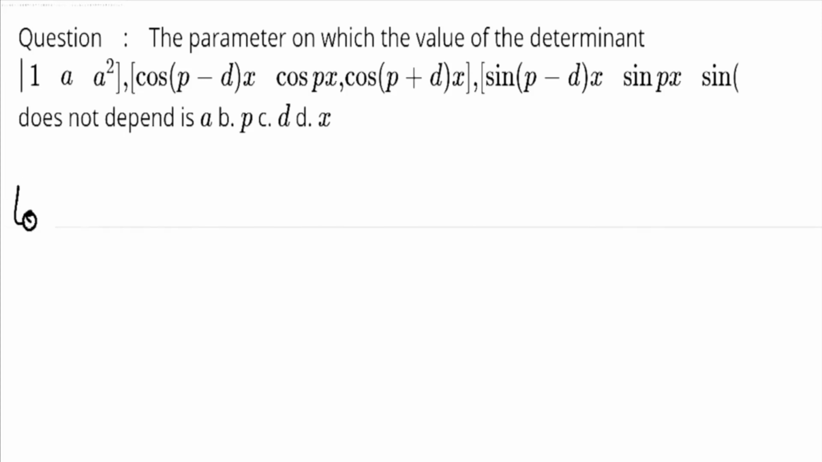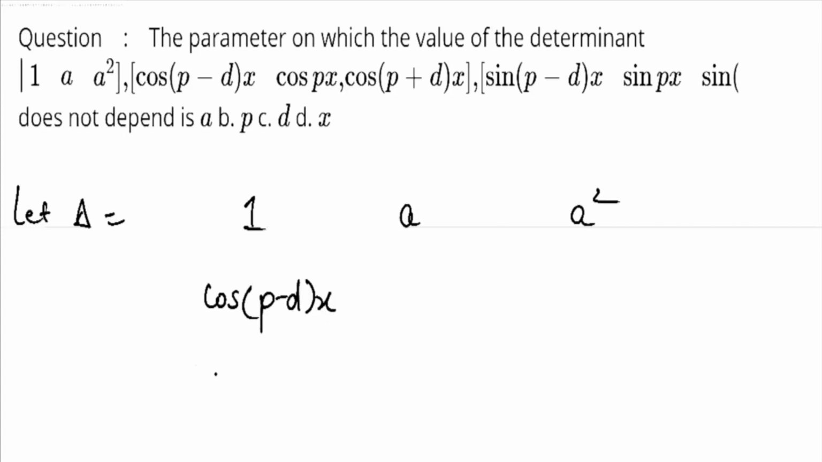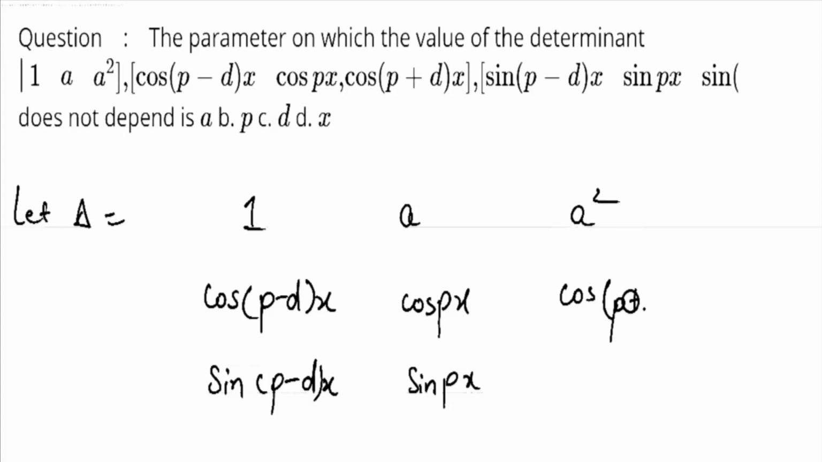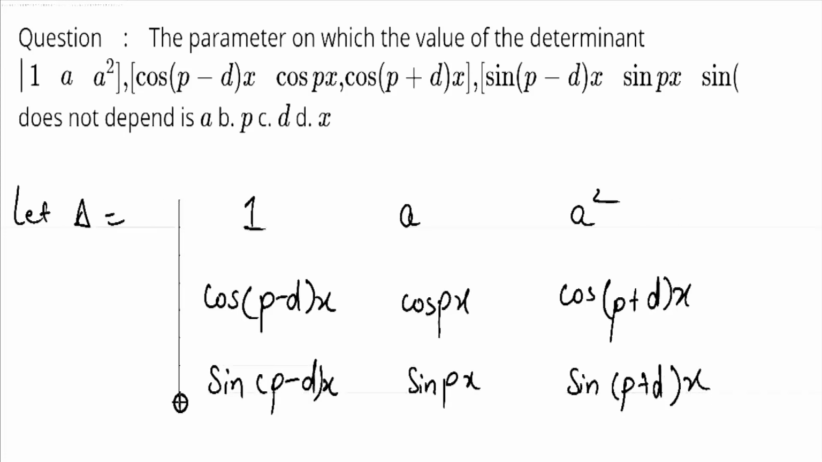Okay, so now let delta be equal to the determinant with 1, a square, cos(p - dx), sin(p - dx), and so on. This is the determinant we have been given, and I'm writing it here so that you can understand it very well, with the row p + d. This is what we have in the question.